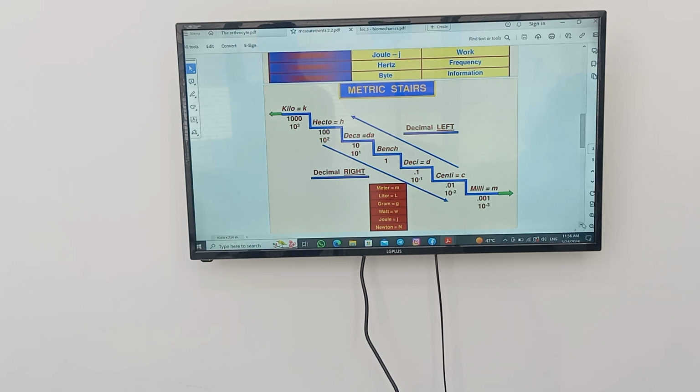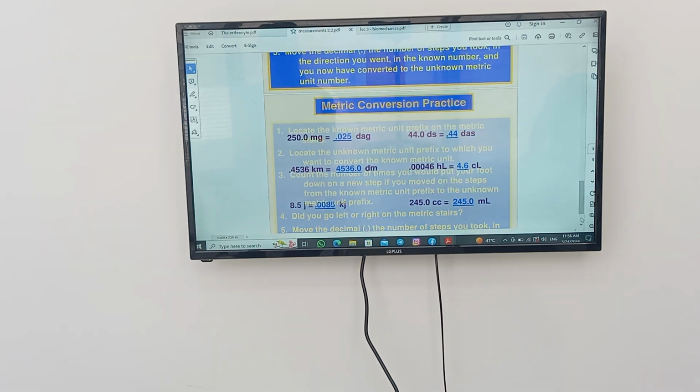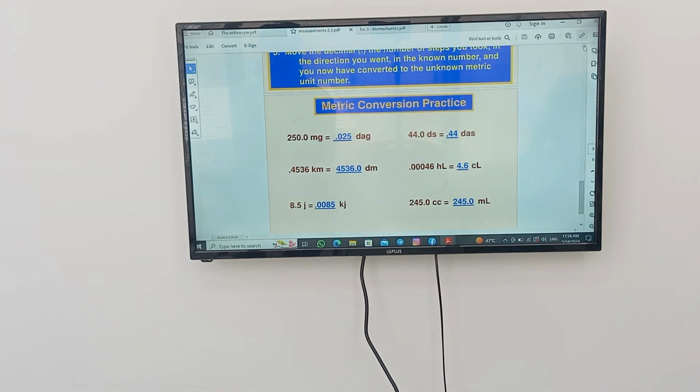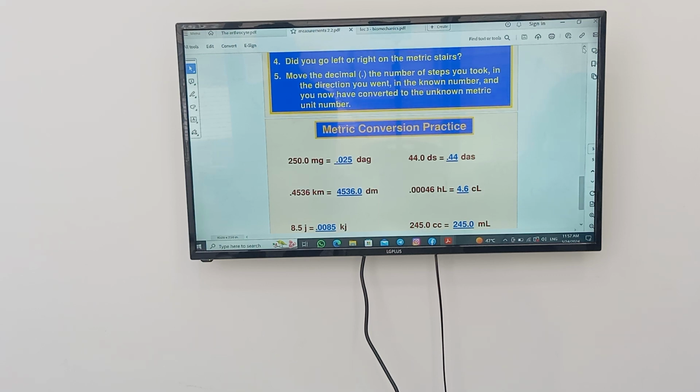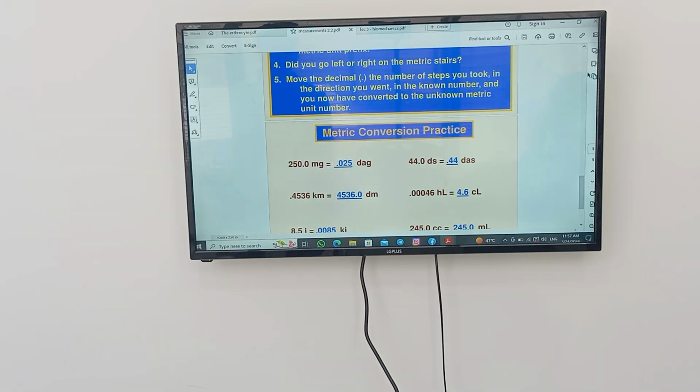Okay. Move the decimal the number of steps you took, in the direction you went, in the known number, and now we have converted to the unknown metric unit number. Okay? Like let's say 250 milligram. How do I convert it to a decagram?